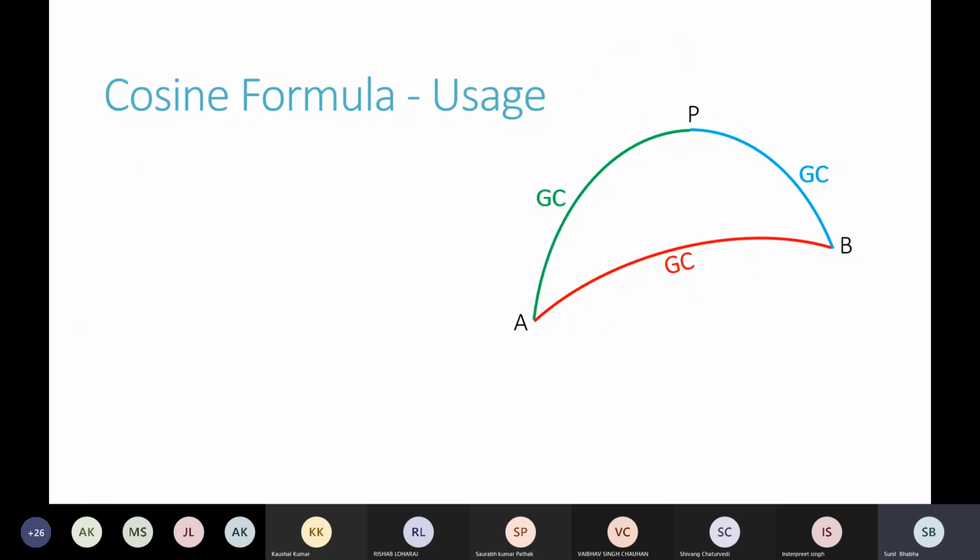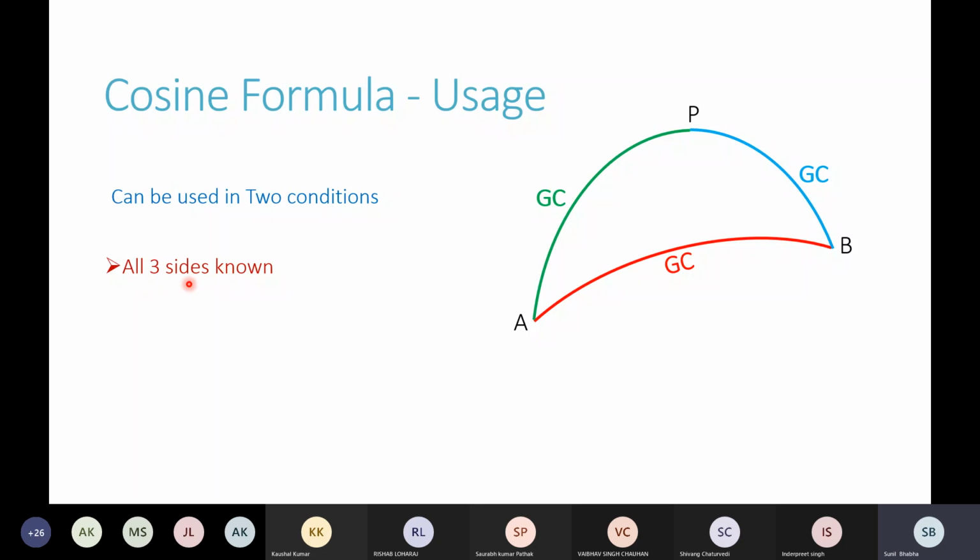Now let's try to go a little deeper into the formula and try to understand what are the situations, scenarios, or questions in which this cosine formula can be used. There are specific conditions in which we can use the cosine formula. We have the spherical triangle rough diagram here, same Papa Alpha Bravo triangle. Now this cosine formula can be used in two conditions or two scenarios. What are these two conditions?